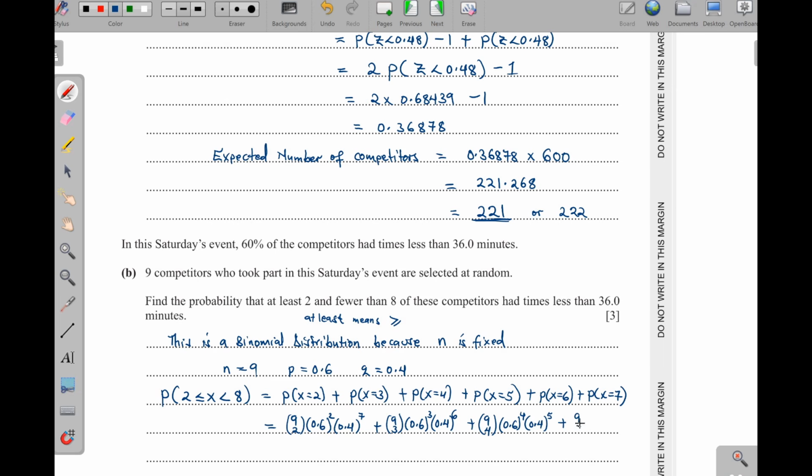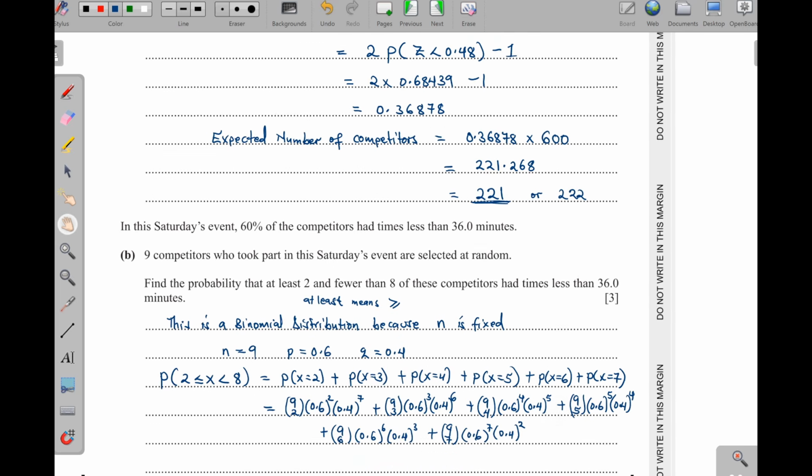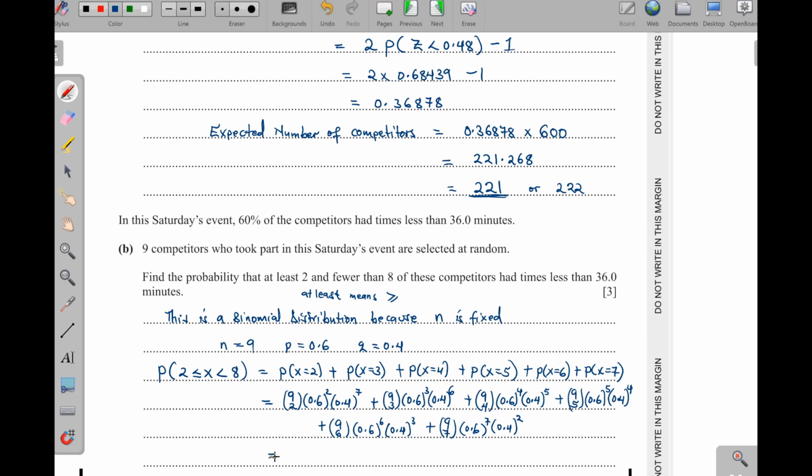Then 9 combination 5, 0.6 power 5, 0.4 power 4. Then 9 combination 6, 0.6 power 6, then 0.4 power 3. Then lastly for 7, it is 9 combination 7, and then you have 0.6 to the power of 7, and then 0.4 to the power of 2. Now we put everything in the calculator, and then we get our answer here.